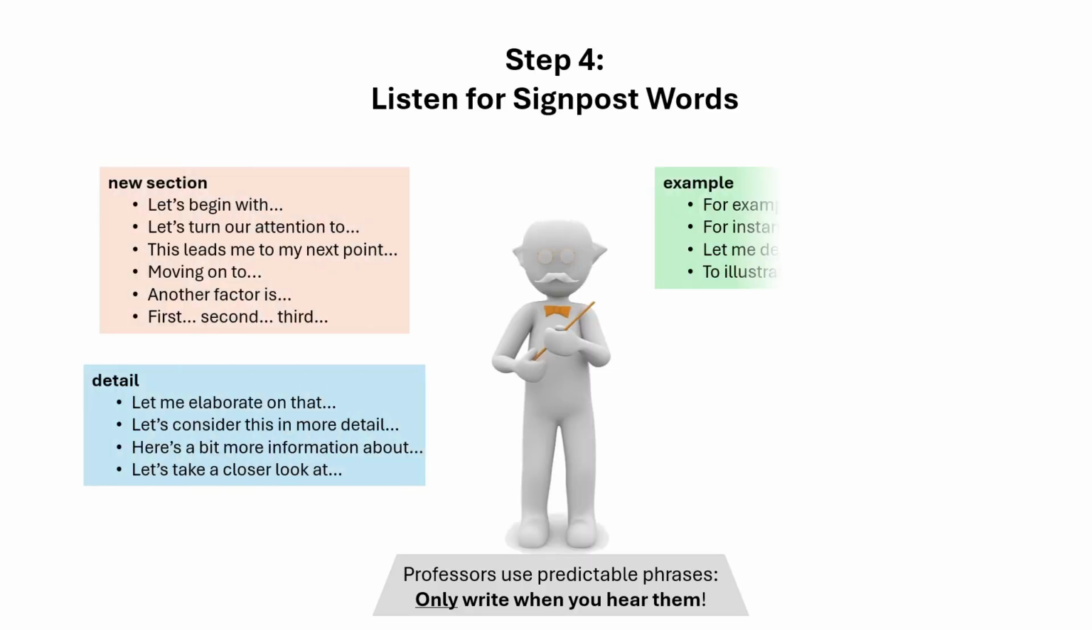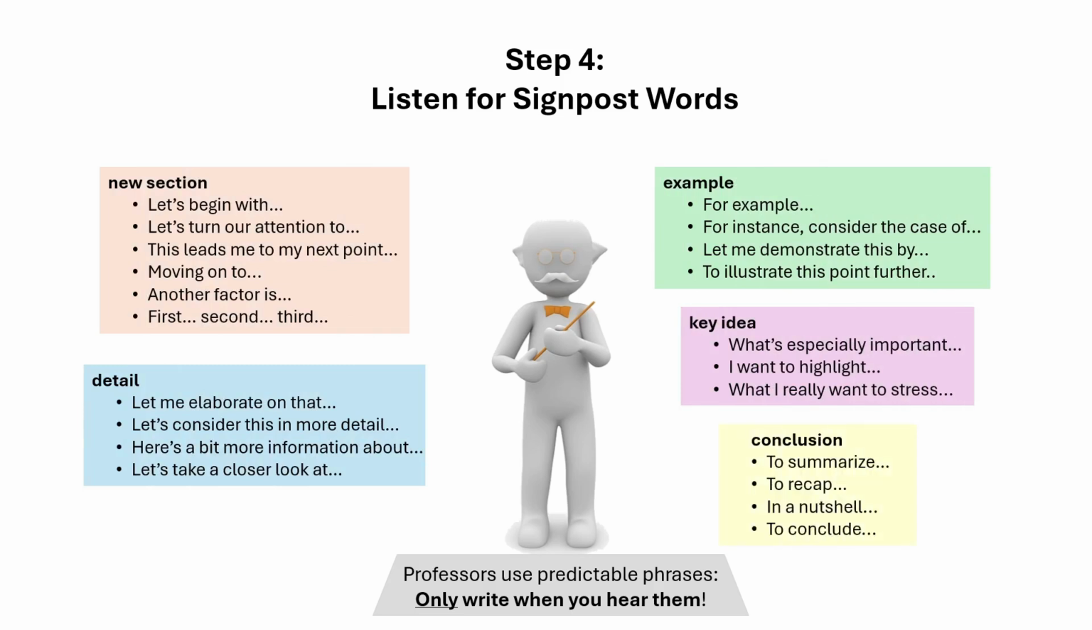For step 4, you want to listen for signpost words and train yourself to recognize them. Academic speakers love signposts, and they are your best friend. So when you hear a signpost, that's when your pen starts moving. If you don't hear a signpost, your pen doesn't move.